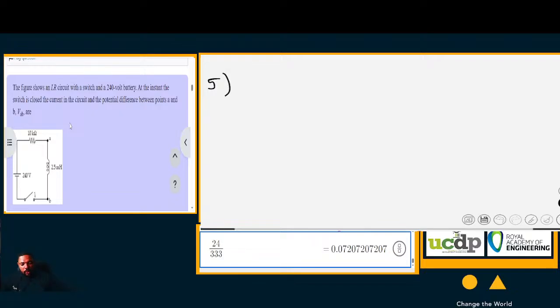Okay, so the current right after the switch is closed, the second they close it, at time 0, the current I is also equal to 0 amperes. Because just before the circuit was closed, the current was 0, and the inductor will oppose any change in that current. Now, let's calculate VAB, the potential difference between points A and B.